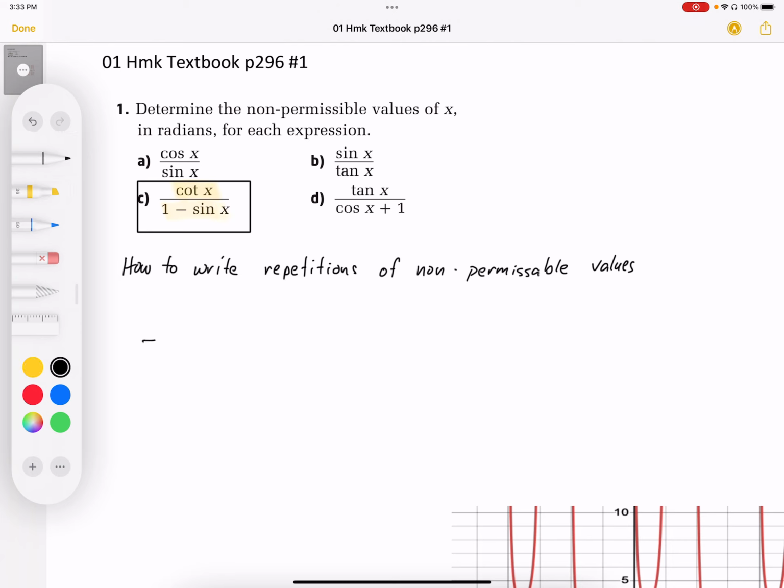So first of all, I'm just going to rewrite the cotan. The cotan is going to be cos x over sine x. Okay, and maybe I will just color code that, and this is where that cotan is. And then we have a 1 minus sine x, and then we're going to worry about that separately.